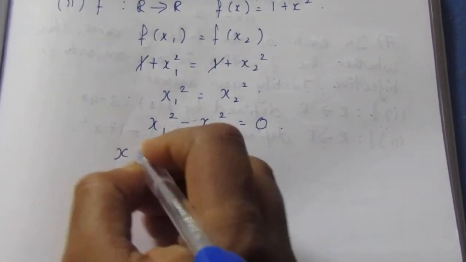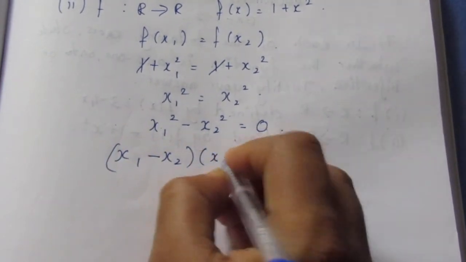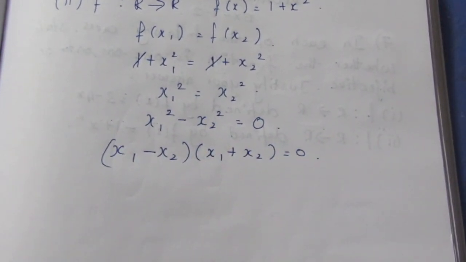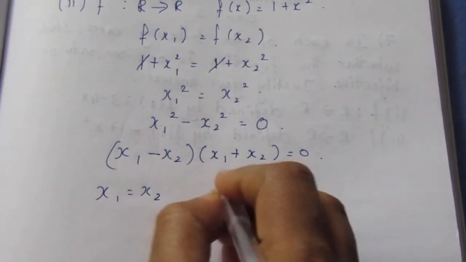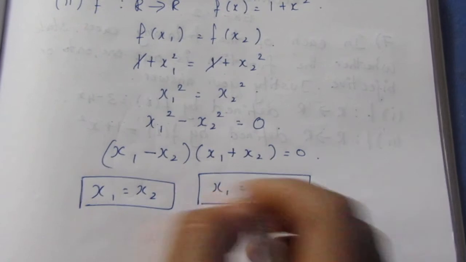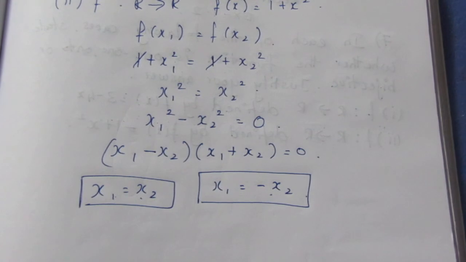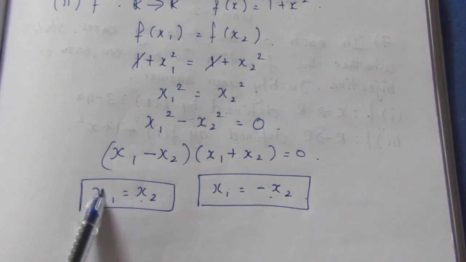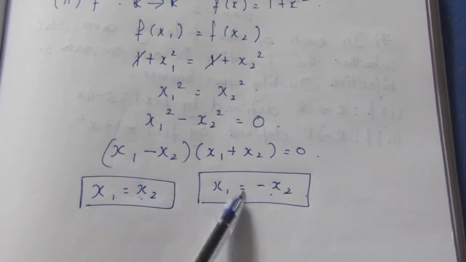Now (x1 minus x2) into (x1 plus x2) equal to 0. Here the condition is x1 is equal to x2, or x1 is equal to minus x2. Here we are getting two answers. It can be the minus value, or the same way it can be the plus value. Here, if I substitute x1 to be 1 and x2 to be minus 1, they are not equal.